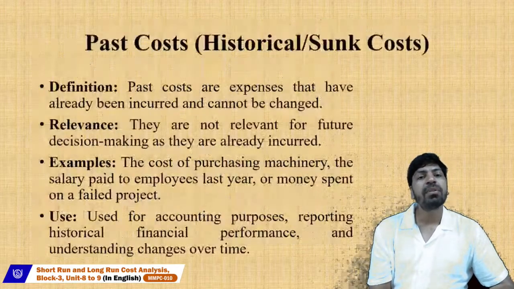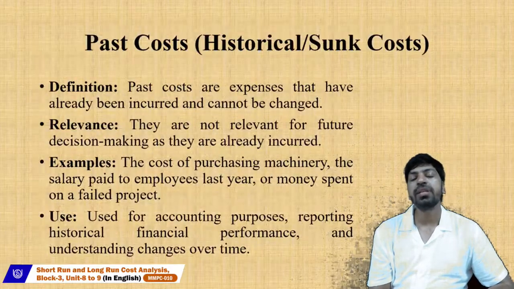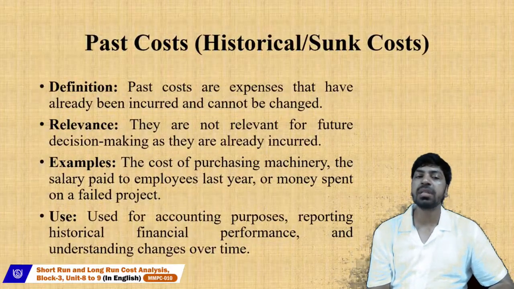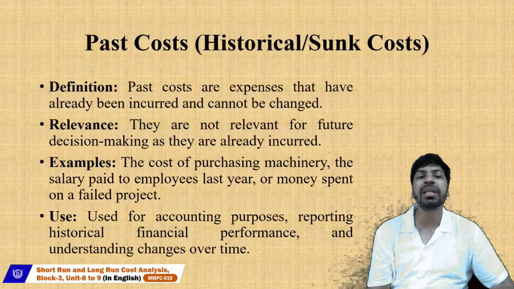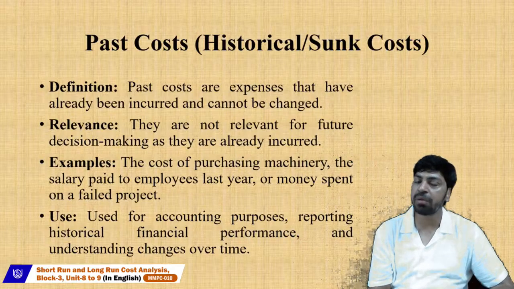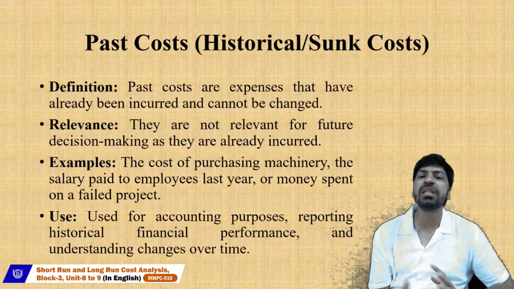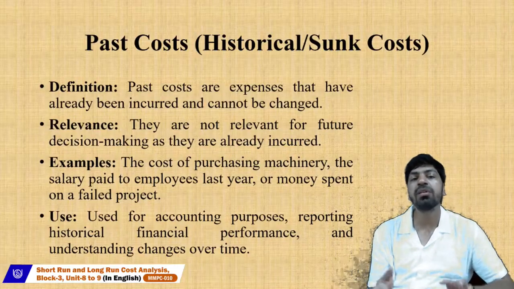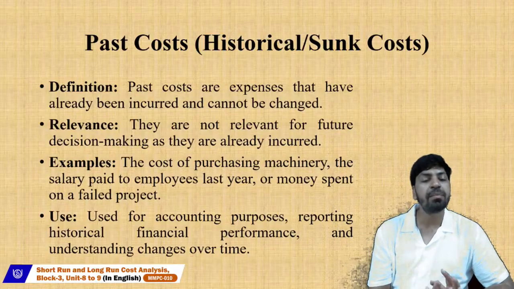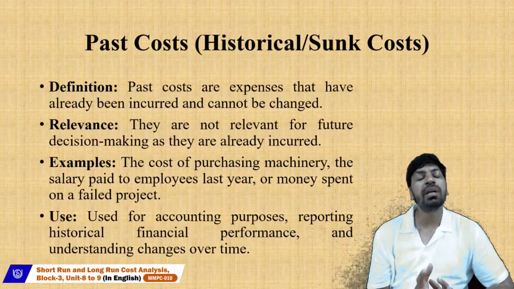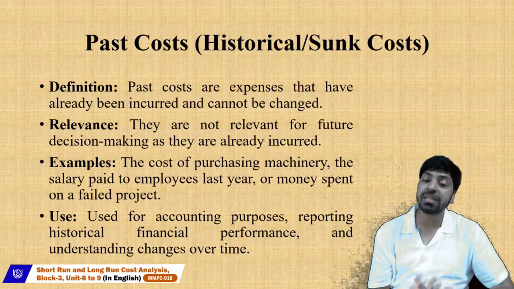Now we come to the next cost, that is past cost. In other words, we can call it the historical or sunk cost. Past costs are the expenses which have already been incurred and cannot be changed, because these are not relevant for future decision making, as they were already incurred in the past period. A few examples to understand this: the cost of purchasing machinery.